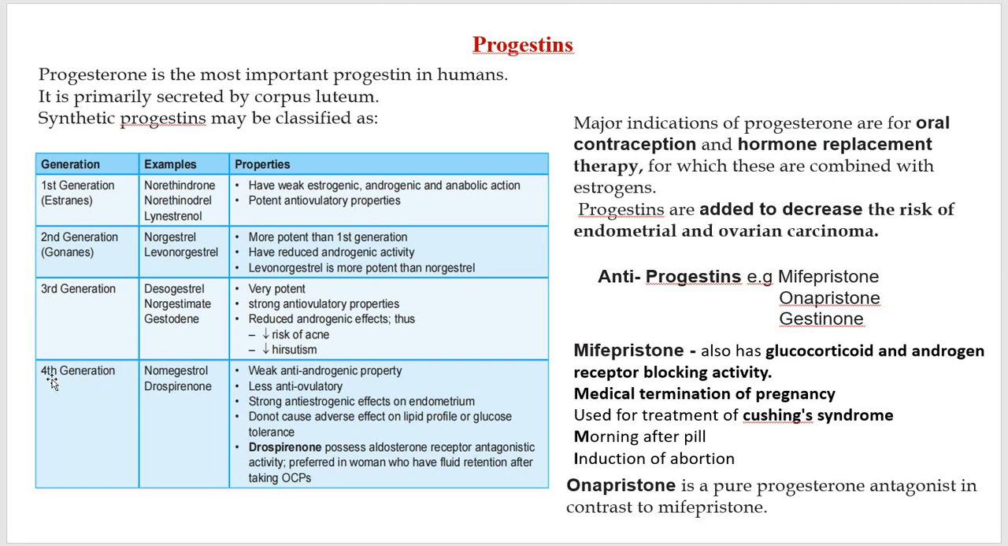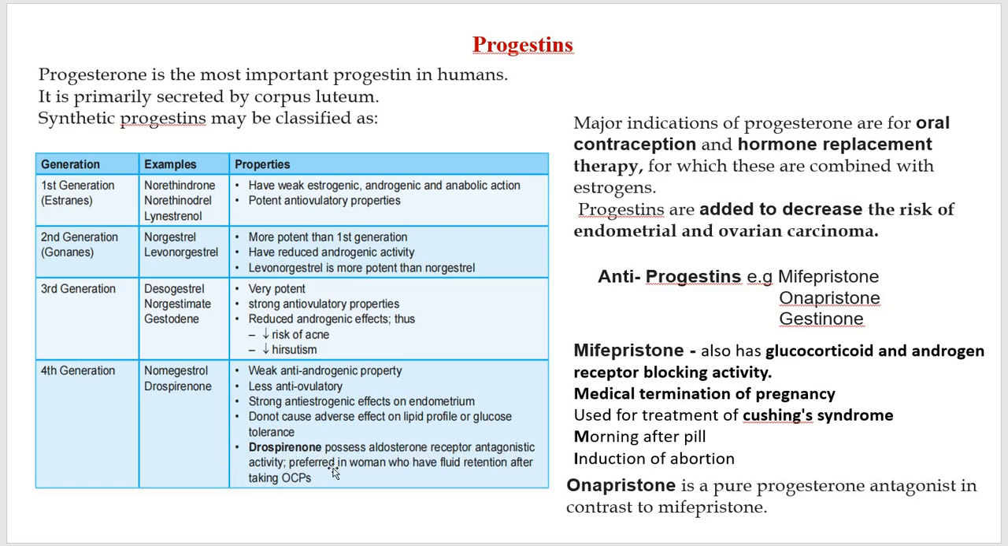Then the fourth generation are nomegestrol and drospirenone. These drugs have weak anti-androgenic properties and a less anti-ovulatory effect, and they have a strong anti-estrogenic effect on the endometrium. They do not cause adverse effects on lipid profile or glucose tolerance. Then drospirenone possesses aldosterone receptor antagonistic activity.